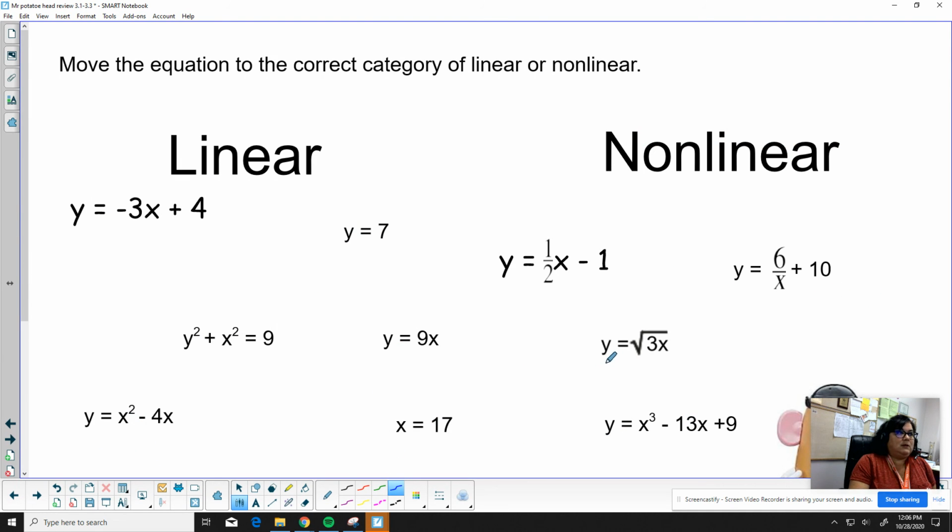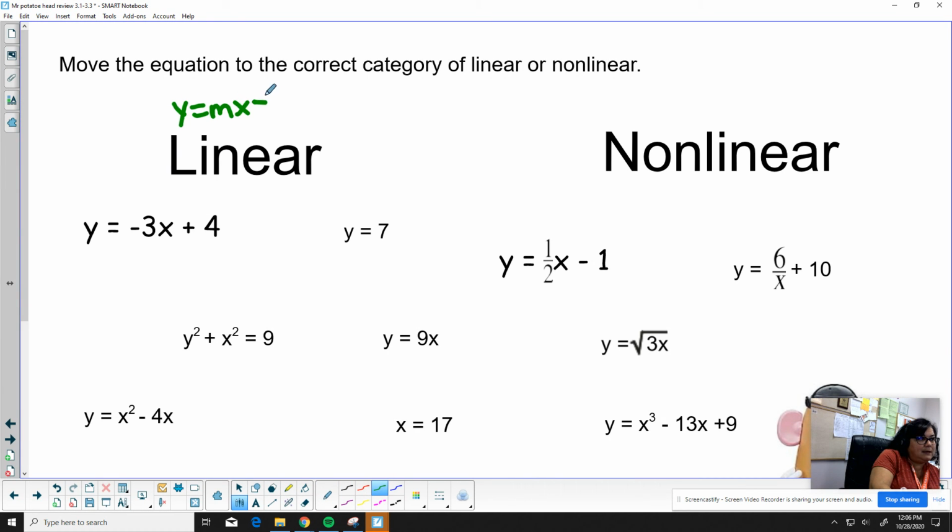Okay, it says move the equation to the correct category of linear or nonlinear. So let's move them. So this would be linear because remember what I'm looking for. I'm looking for y equals mx plus b. In the categories I look for an x and a y. If it has one or both, I look for no exponents. M and b are just numbers. They can be fractions or decimals. So those are the kinds of things I look for. So this one's definitely linear.